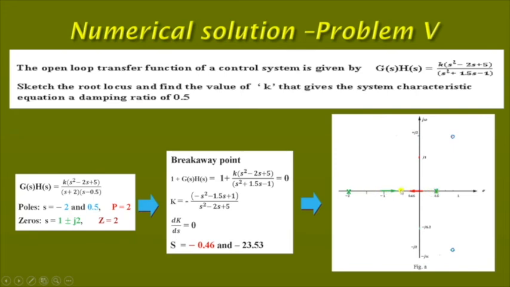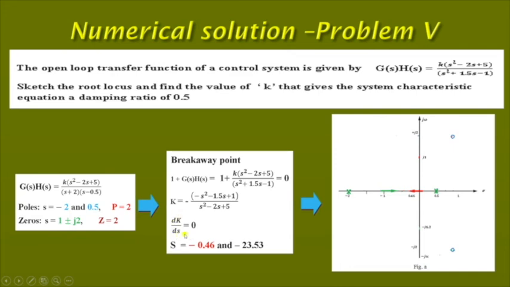Then these two root locus branches meet at a point. This point is called the breakaway point. So find the breakaway point. 1 plus G(s)H(s) equals 1 plus k into (s square minus 2s plus 5) divided by (s square plus 1.5s minus 1) equal to 0. From this equation we get k.